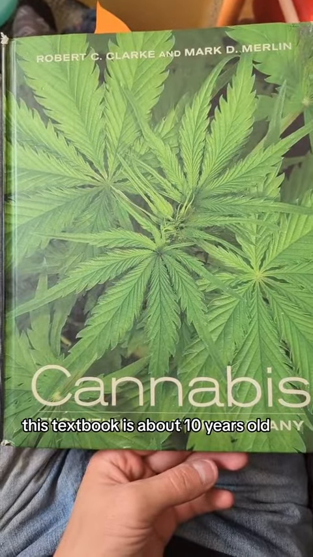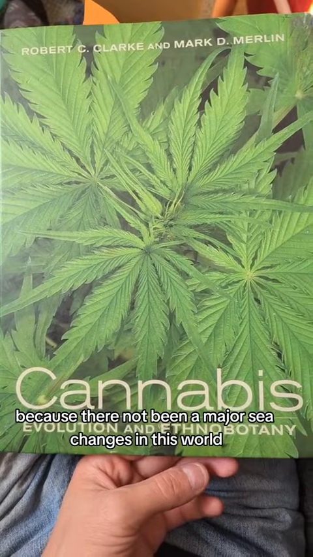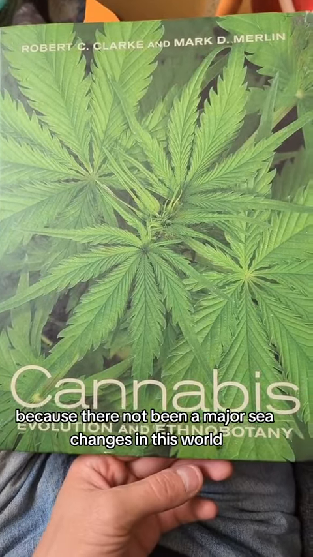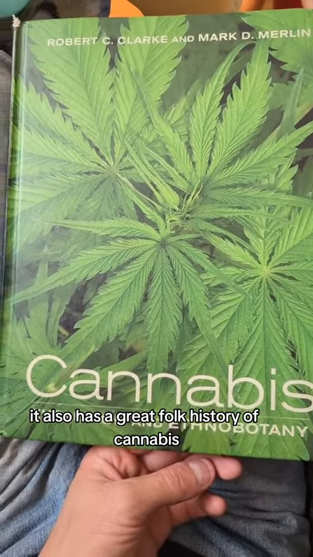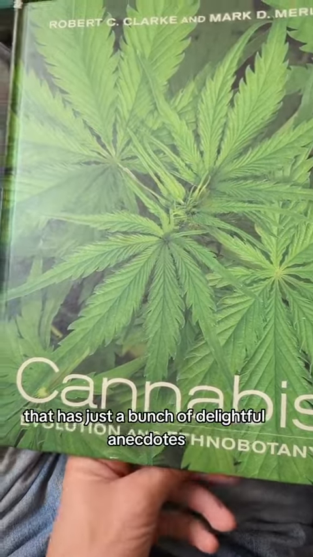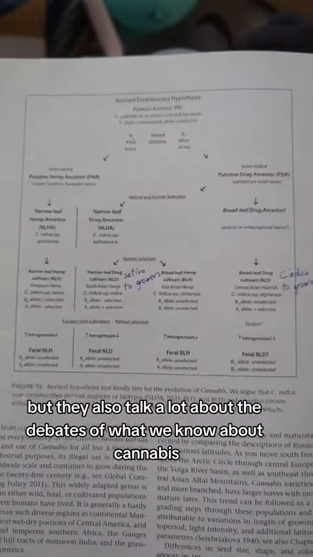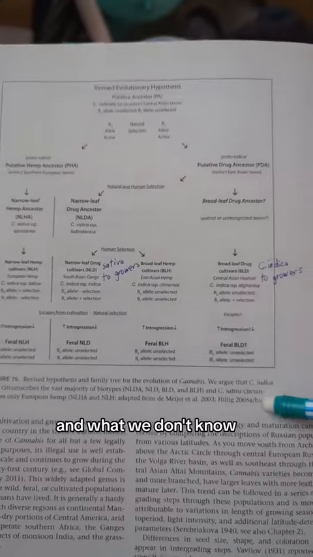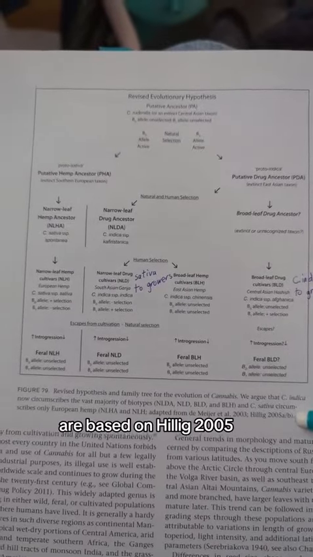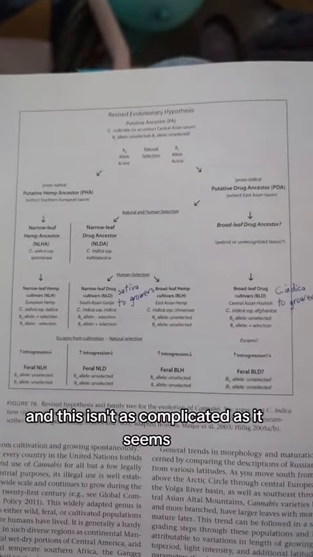This textbook is about 10 years old, and it's still as up to date as you need because there have not been any major sea changes in this world. It also has a great folk history of cannabis, both in Europe and in Asia, that has just a bunch of delightful anecdotes. But they also talk a lot about the debates of what we know about cannabis and what we don't know. The genetic pools they're using are based on Hillig 2005, if you want to go look that up. And this isn't as complicated as it seems.